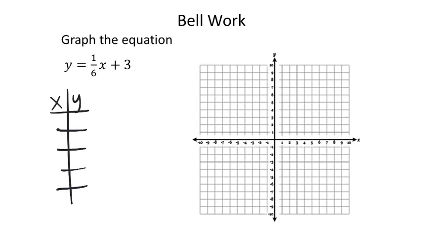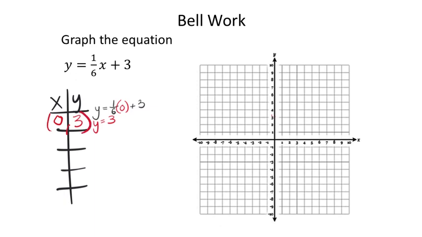The first value I'd like to try is x equals 0, because 0 is a very easy number to work with. So I would rewrite the equation, y equals 1/6 x plus 3, and then replace the x with the value I've chosen, which is 0. Now this will give me a corresponding y value, which when I put into the calculator, I get 3. So I end up with this ordered pair, (0, 3), which I will now put on the graph.